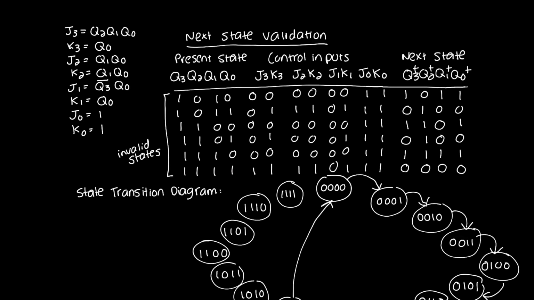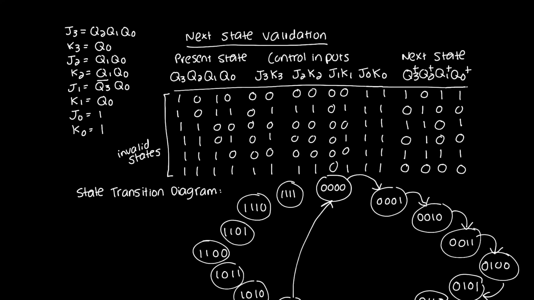What about J2? J2 is Q1 and Q0, and in fact, so is K2. So they're only high when both Q1 and Q0 are high, which occurs here and nowhere else. And there's 0 everywhere else. What about J1 and K1? Well, J1 here is high when Q3 is low and Q0 is high, but Q3 is never low. So J1 is always going to be 0. What about K1? It's just Q0. What about J0 and K0? They're always high. Recall, that is the toggle condition for a JK flip-flop.